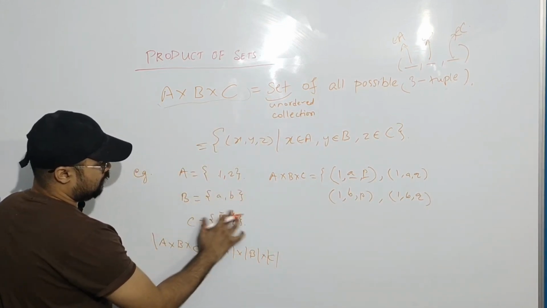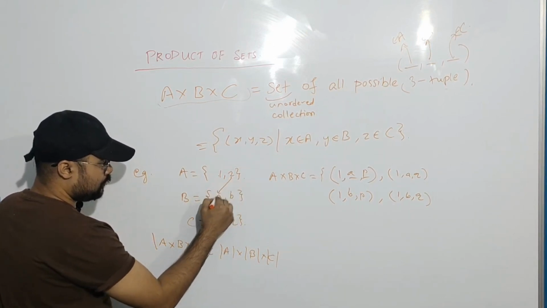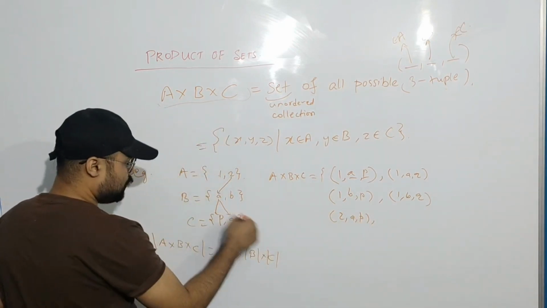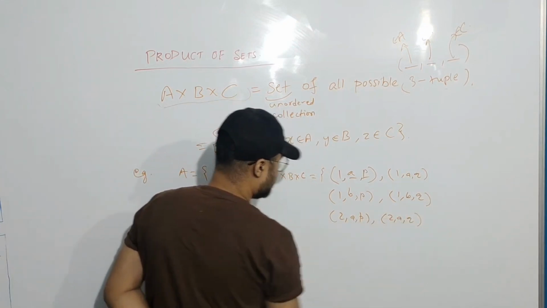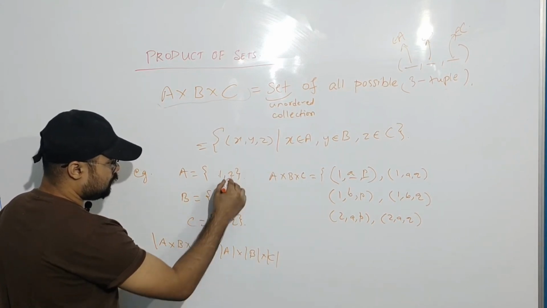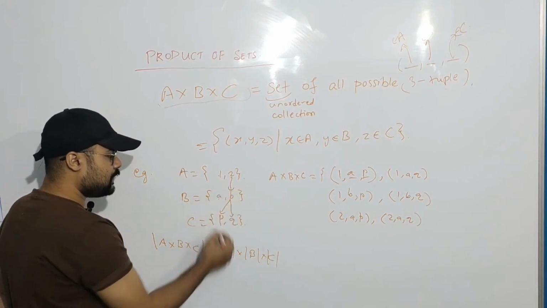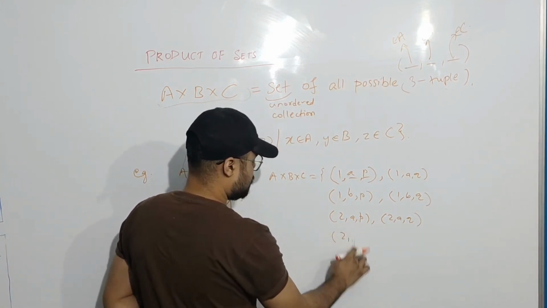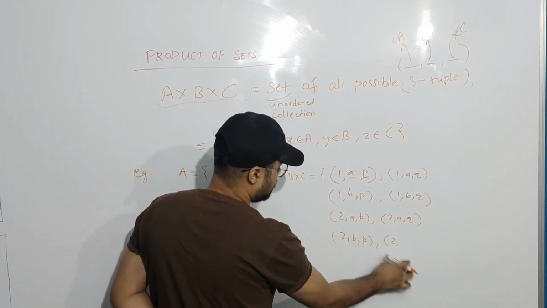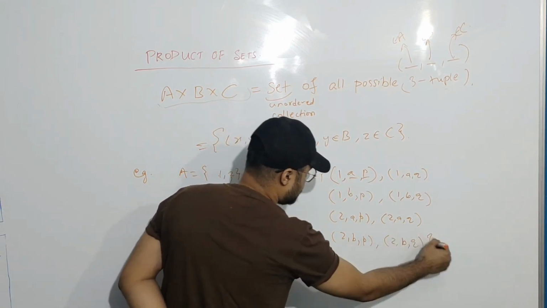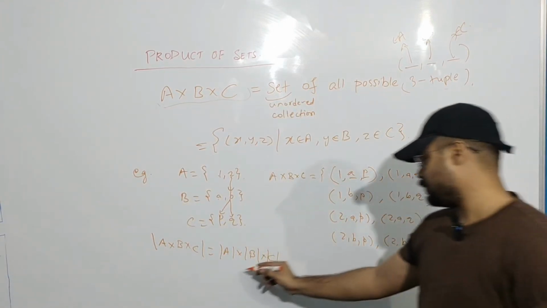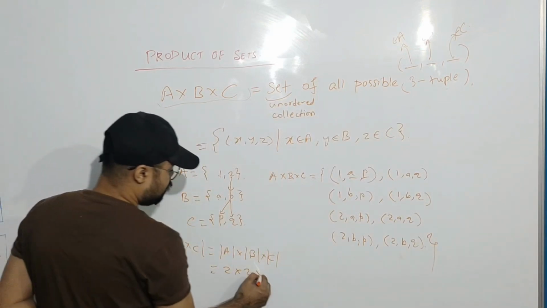Likewise for 2. Okay, so 2 a p, 2 a q, 2 b p, 2 b q. Okay. So as you can count the number of elements, 1 2 3 4 5 6 7 8. So this is equal to number of elements in A which is 2, into 2, into 2, which is equal to 8.